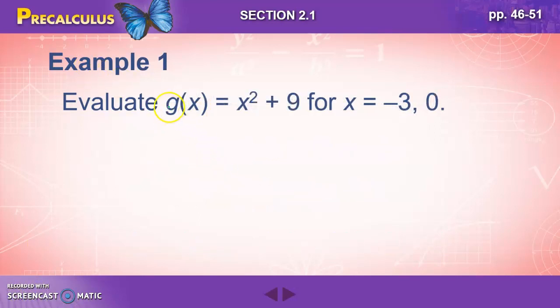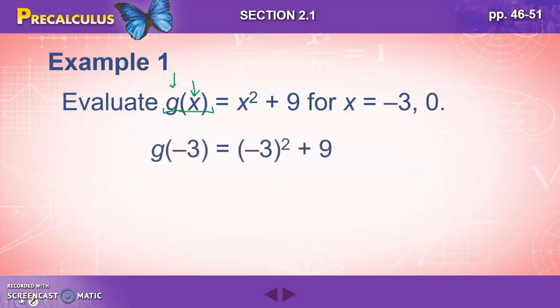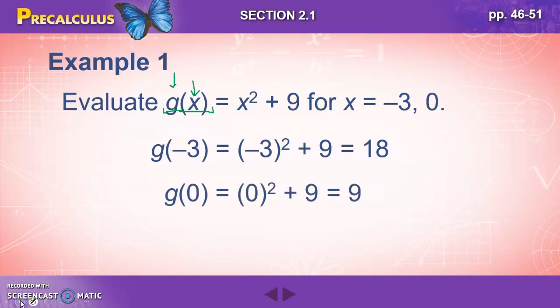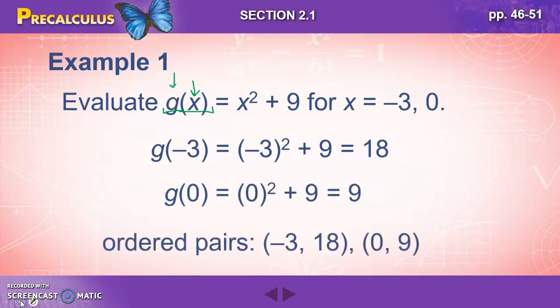Sometimes you won't see f of x, you'll see g of x or h of x. All of those are functions. Again, we are not solving for g. We're plugging a number in. We're substituting in for x and then evaluating. In this case, we get g of negative 3 equals 18 and g of 0 equals 9. Ordered pairs are negative 3, 18, and 0, 9.